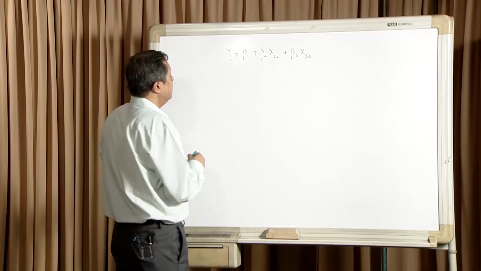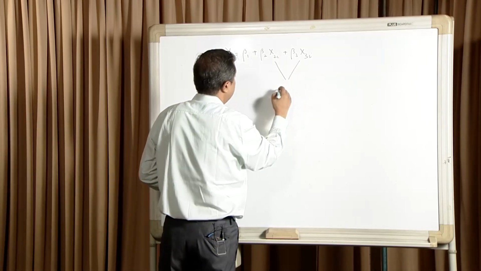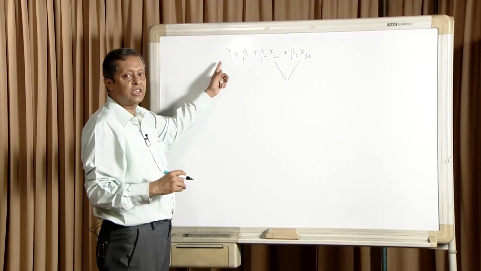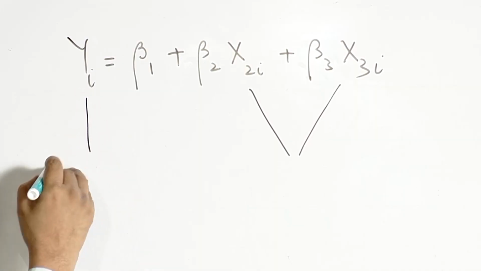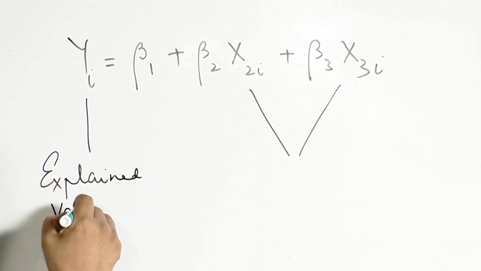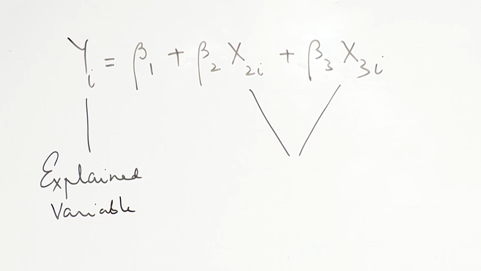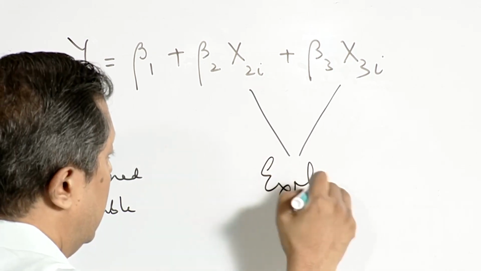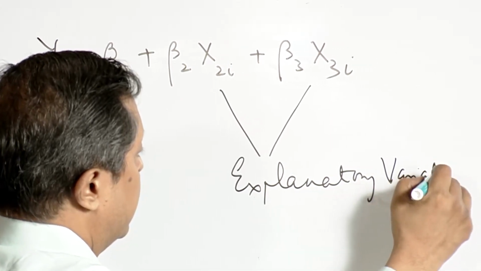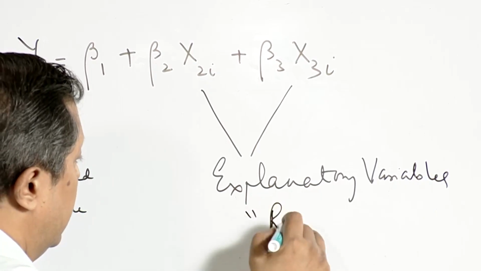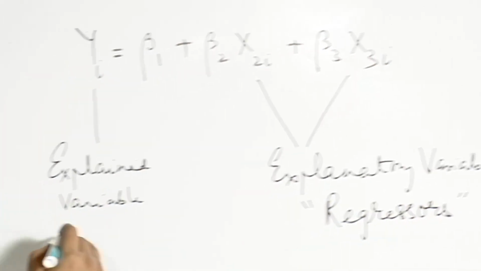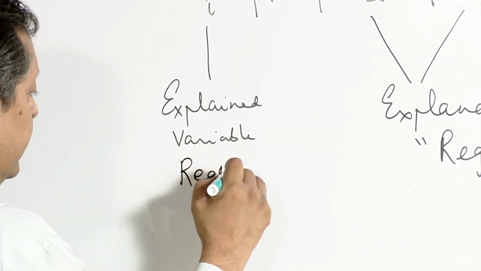Now, first some terminology. x 2 and x 3 are the variables which explain y, and y is the variable which is explained. So, this is called the explained variable, whereas x 2 and x 3 are called the explanatory variables, or they are known as the regressors, whereas y is known as the regressand.